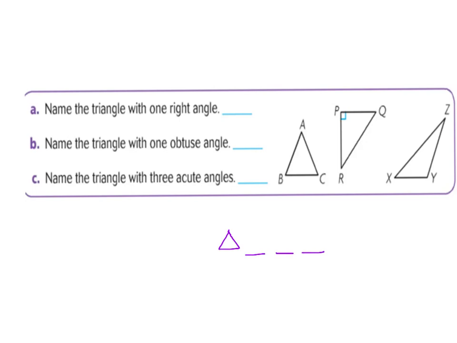Okay, if you just pressed unpause, then you should have written down for the triangle with one right angle, you should have called it triangle RPQ. Again, it doesn't really matter which order you put the letters in. I like to put the middle letter as the one with the angle that you're identifying. Next one, letter B, name the triangle with one obtuse angle, should have been this third triangle, triangle XYZ. And the triangle with three acute angles should have been triangle ABC, because as you can see, all three of those angles are acute. I hope you got them right. Now let's practice some more.